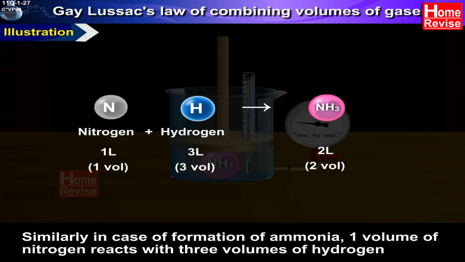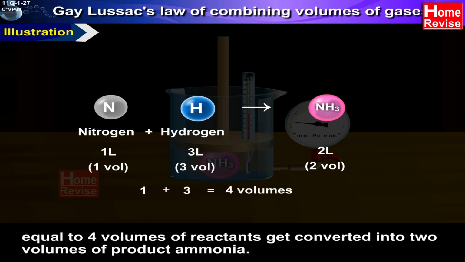Similarly, in case of formation of ammonia, 1 volume of nitrogen reacts with 3 volumes of hydrogen, equal to 4 volumes of reactants, get converted into 2 volumes of product ammonia.